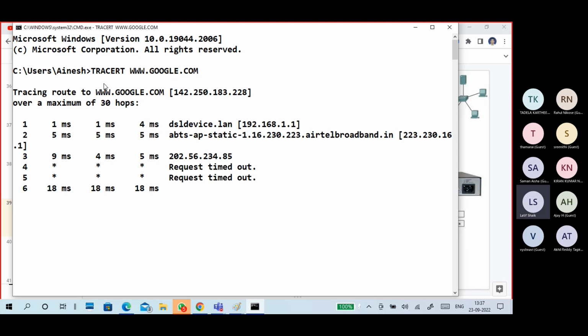Request timed out because there is some delay in the packet traveling, so it is not getting the information. But the IP addresses it is showing are the routers' IP addresses in between me and the destination. Of course, I think I reached my destination because it is showing 142. So I am already near google.com.